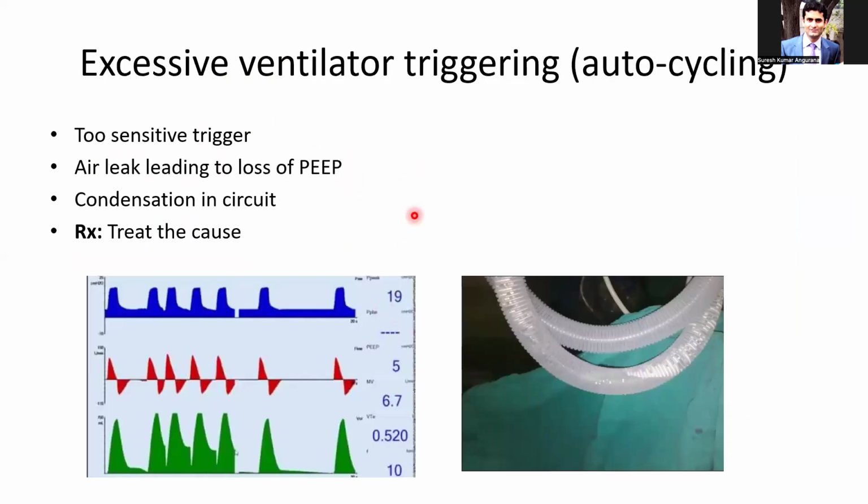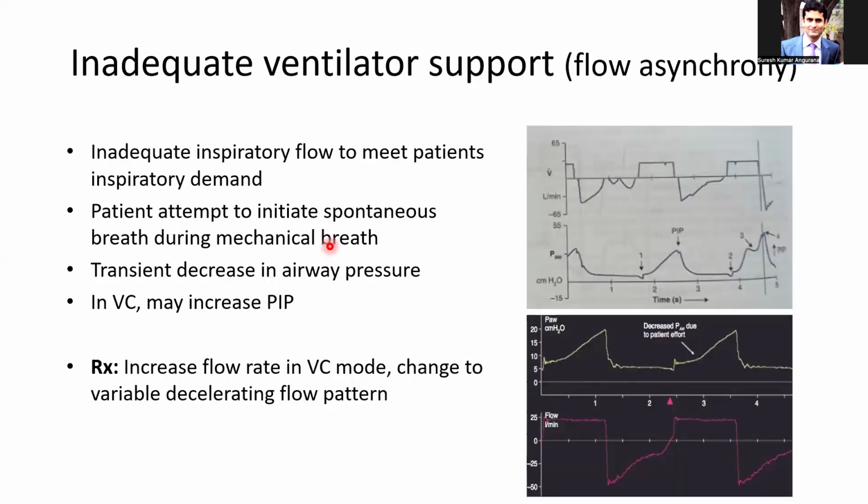If there are excessive secretions in the circuit, or if there is a leak in the circuit leading to loss of PEEP, or if the trigger is too sensitive, then there will be auto cycling or auto triggering. So multiple breaths will be there, which is not a set rate, but the patient is triggering multiple times due to all these conditions. So we have to treat the cause. If there is inadequate ventilatory support, it can lead to flow asynchrony.